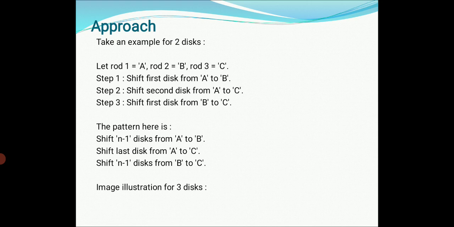So the approach is this. Let's take an example with only two disks. Let rod 1 be A, rod 2 be B, and rod 3 be C. First shift the disk from A to B, then shift the disk from A to C, then shift the disk from B to C. The pattern is: move n minus 1 disks from A to B, then shift the last disk from A to C, then shift the n minus 1 disks from B to C.